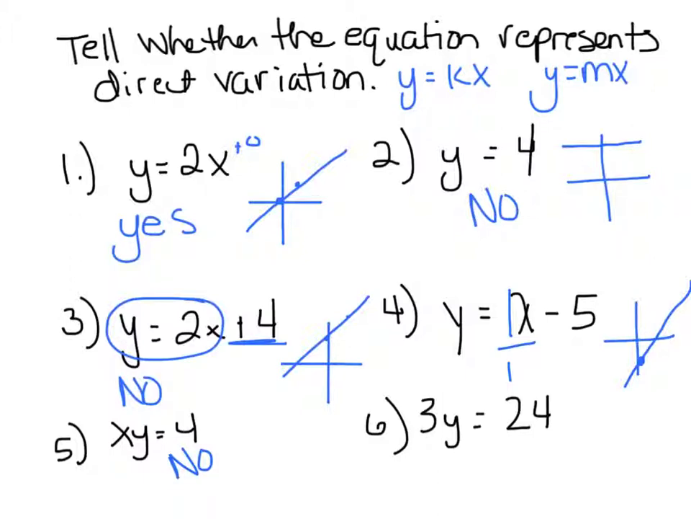So our number 6, let's go ahead and I'm going to solve for y. And y is going to be equal to 8. And in this case, no, because it doesn't have that x, the slope. So what this would look like if I graphed it is I would have it just go through up at the 8, and it would go this way, not making a straight line that goes through the origin.